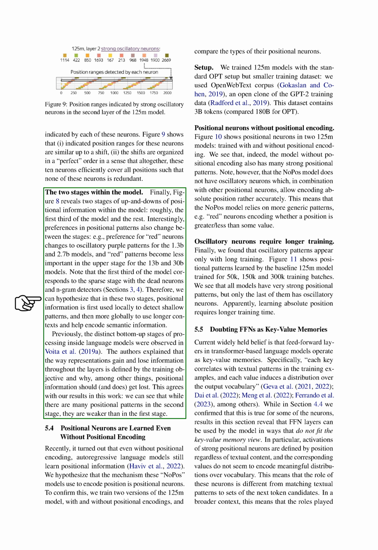Finally, we notice two stages of positional information within the model, the first third of the model and the rest. The first third of the model corresponds to the sparse stage with the dead neurons and n-gram detectors. We hypothesize that in these two stages, positional information is first used locally to detect shallow patterns, and then more globally to use longer contexts and help encode semantic information.